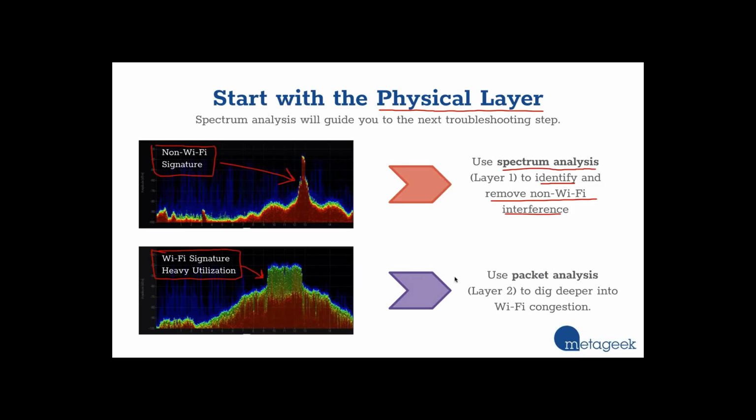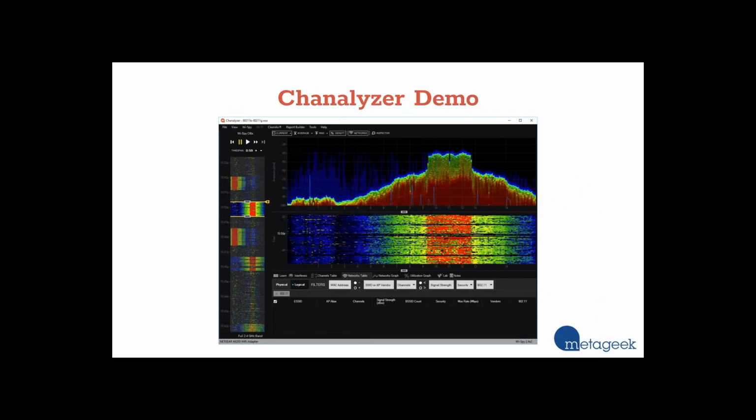In that case, I'm going to switch to a different tool. I'm going to switch to a packet analyzer, and I'm going to dig deeper into that Wi-Fi congestion to figure out why that channel is so busy. Maybe there's somebody that's talking really slowly on that channel, and I need to go root them out and get that problem fixed. And for packet analysis, I might use a tool like IPA, which is our packet analysis tool that's offered by MetaGeek. But I always like to start with layer 1. I always start with a spectrum analyzer.